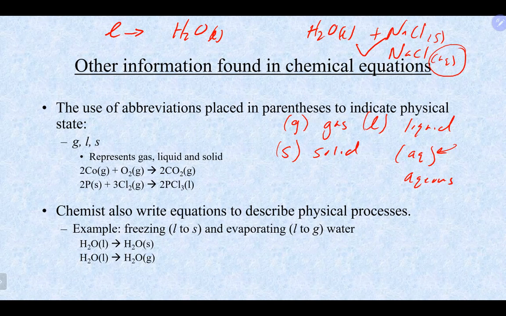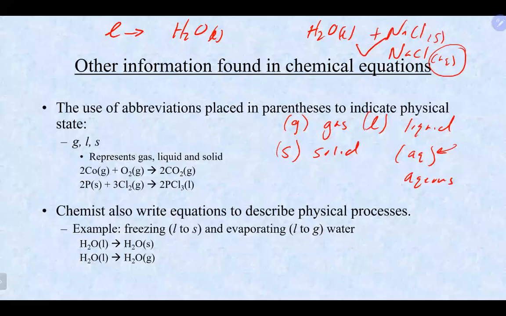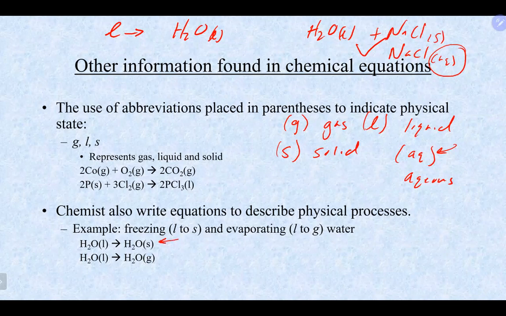In addition, although we do use chemical equations most of the time to represent a chemical reaction that takes place, we can also use chemical equations to represent physical changes. That's what we see here on the bottom. This is liquid water going to ice, and that's liquid water going to steam. These are really physical processes, but we can also use equations to represent that occurring.